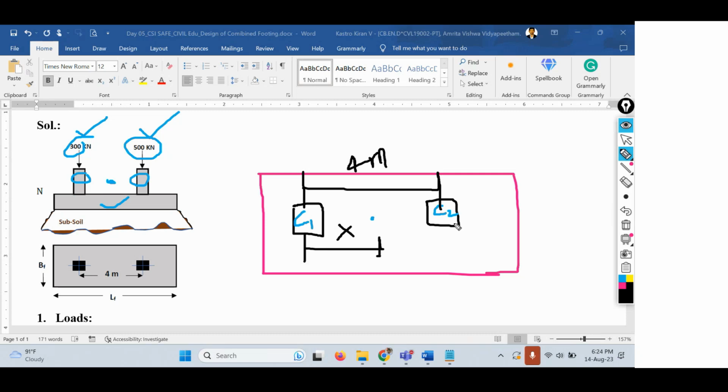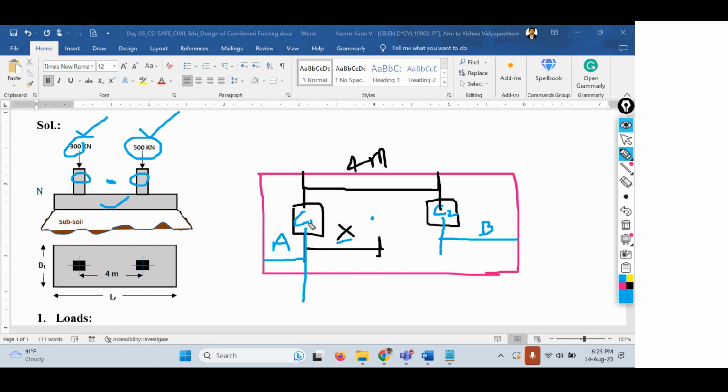And the other thing is from the center of column 2 to the extreme edge of the footing, I'll consider this distance as B. And also from the center of column 1 to the extreme edge of the other side of the footing, I'll consider this distance as A. Understand these things, it is very important. So the center of gravity point I'm considering at a distance called x.